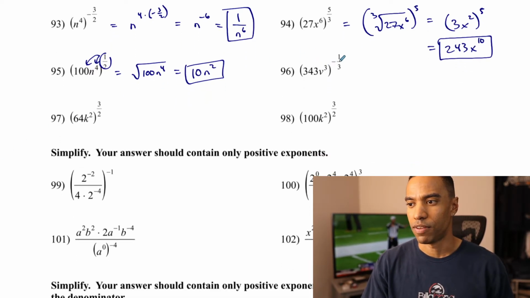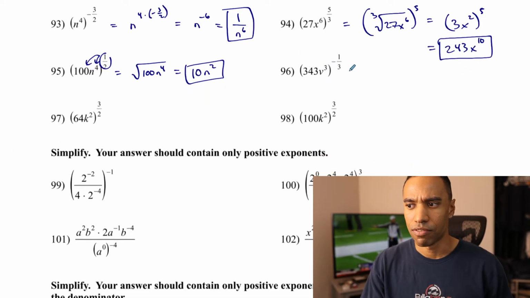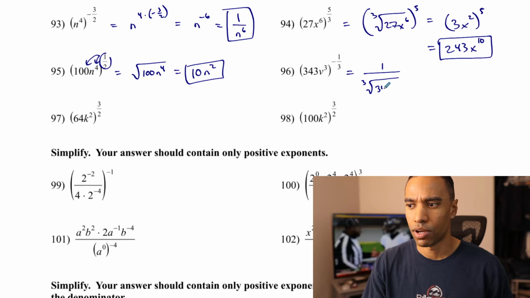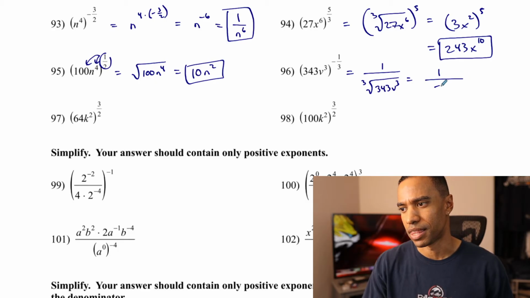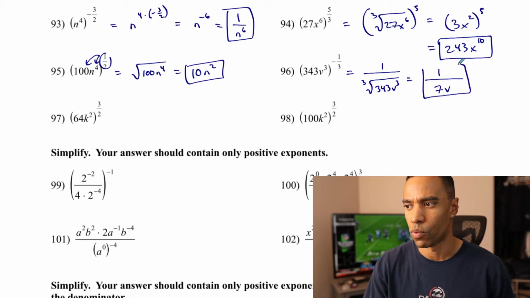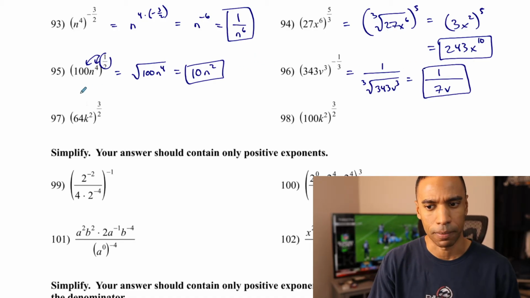Negative 343v to the negative 1/3 power. I do like taking care of this negative first just because I don't like negative with our roots. So maybe I'll write it as 1 over the cube root of 343v cubed, like that. Cube root of 343 is, I think, 7, and so that's 7v. 3 divided by 3 is 1 right there, so it's 1 over 7v.